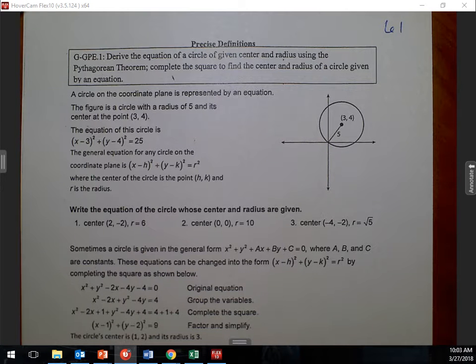So, this one, I promised you guys yesterday, it's not hard, but if you don't pay attention, you're not going to have any clue what to do, because this requires some algebra.